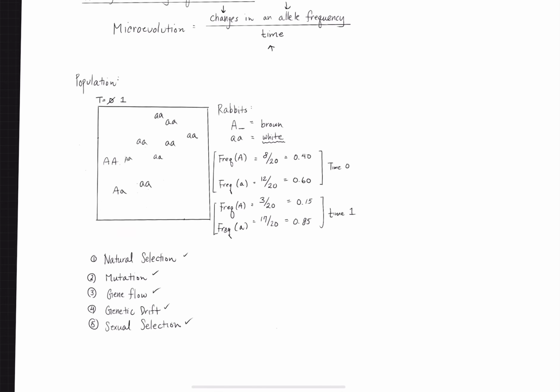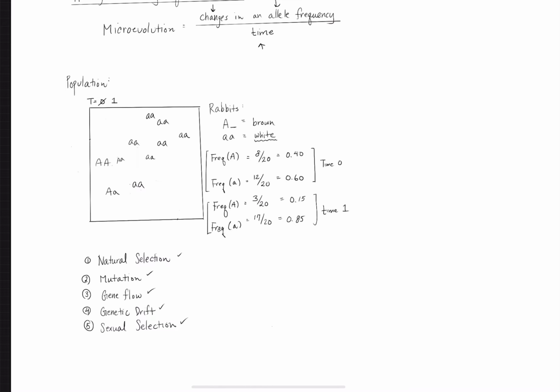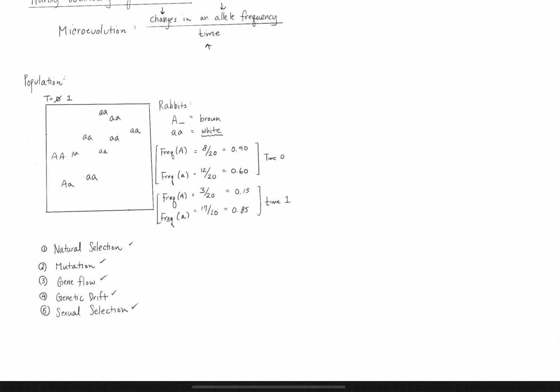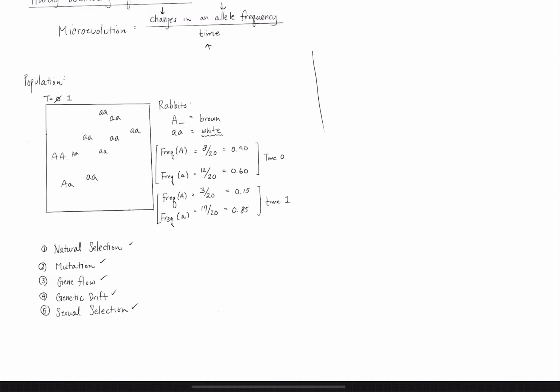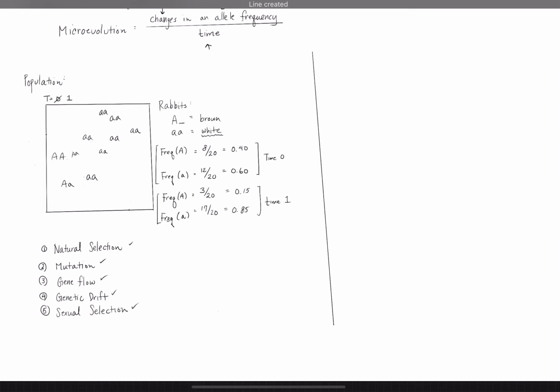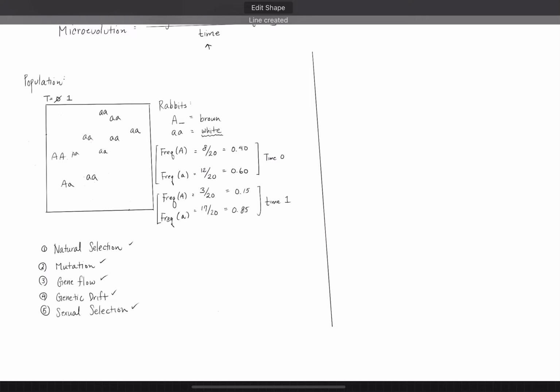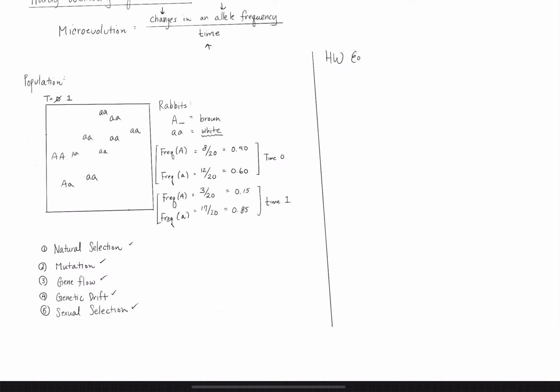So we've learned about what microevolution is. So how does that relate to the Hardy-Weinberg equilibrium? Well, it turns out that the Hardy-Weinberg equilibrium can be thought of as somewhat of a null hypothesis for evolution. Let me draw that line again. And what the null hypothesis for evolution is, is that in a Hardy-Weinberg equilibrium, we don't have microevolution occurring.